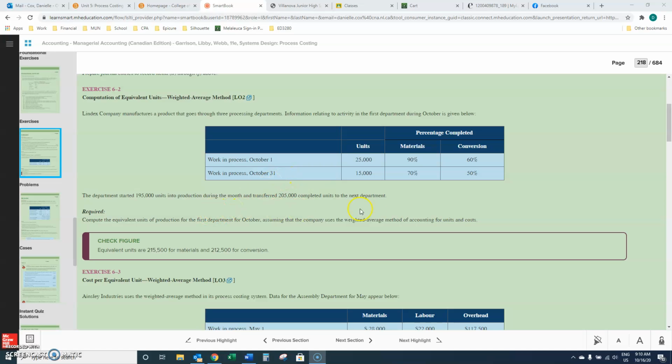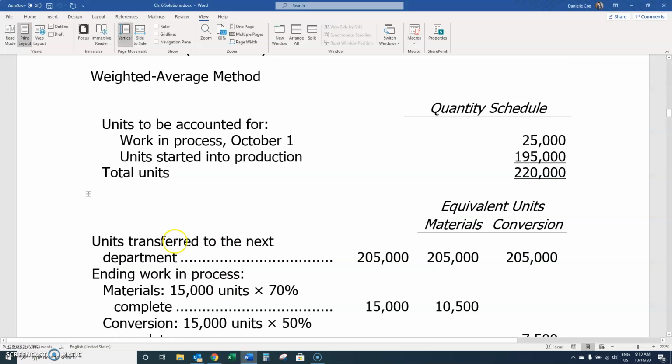of the month. The department started 195,000 units into production during the month and transferred 205,000 completed units to the next department. So, required, compute the equivalent units of production for the first department for October, assuming that the company uses the weighted average method of accounting for units and costs. Alrighty. So let's go take a look at the solution.